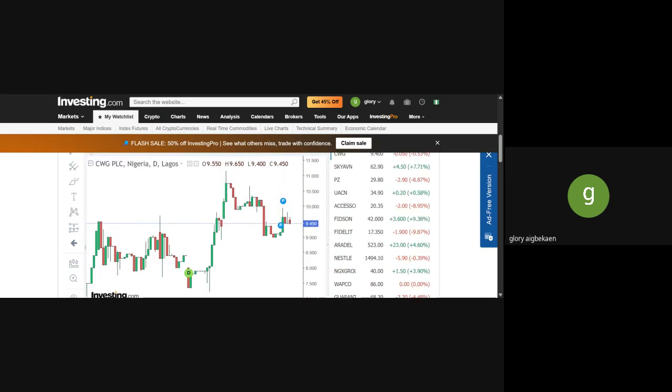So I ran a DCF, what we call a discounted cash flow valuation, on this stock. What the price was telling me is that this stock is grossly undervalued. The valuation was telling me that this stock is supposed to be selling for as much as 20 naira, but today it is selling for 9 naira 40 something kobo.